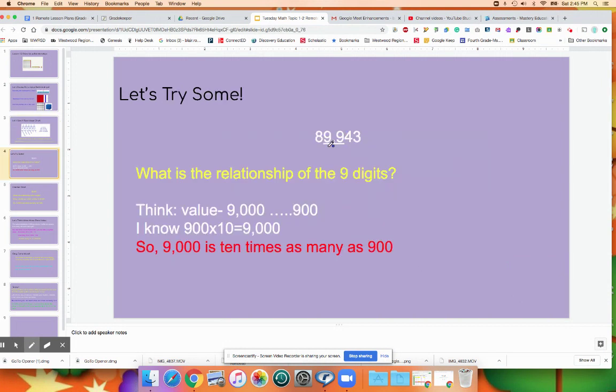So here we have 89,943. And if you notice, I underlined the nines because the question is, what is the relationship of the 9 digits? Well, the first 9 is 9,000. The second 9, the value is 900, right? So I know 900 times 10 gives me 9,000. So I would say 9,000 is 10 times as many as 90.